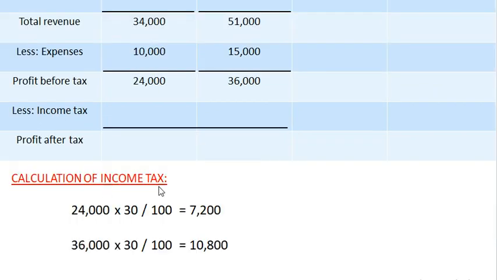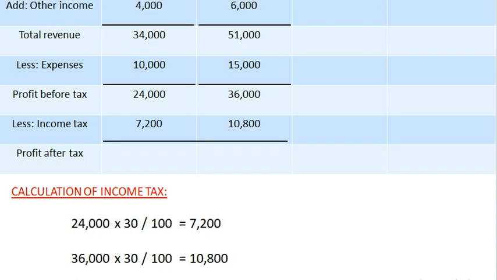For the calculation of income tax, we have to calculate profit before tax with the income tax percentage, that is 24,000 into 30%. 24,000 into 30 by 100 gives you rupees 7,200. Similarly, for the year 2017-18, 36,000 into 30 by 100 gives you rupees 10,800. If we subtract 7,200 from 24,000, it gives you 16,800, and if we subtract 10,800 from 36,000, it gives you rupees 25,200, which is the amount of profit after tax.